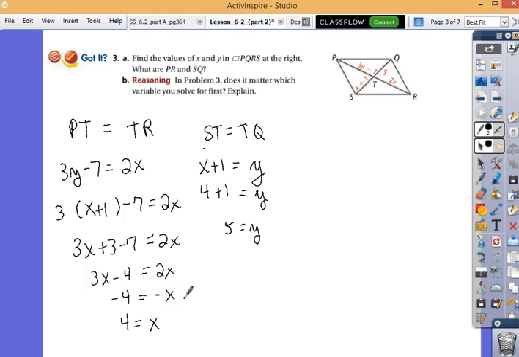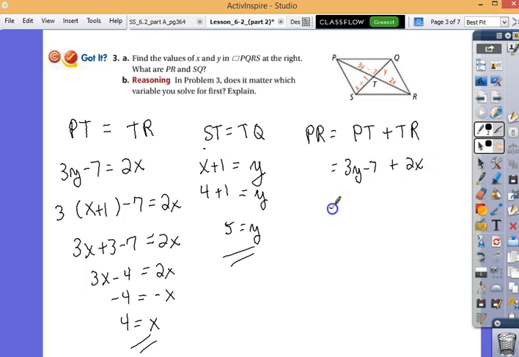Okay, so once I know the value of x and y, I can go back. So this is one answer and this is another answer. Now I'm going to go back and substitute those in for the individual line segment lengths. So PR is equal to PT plus TR. And so that's 3y minus 7 plus 2x.